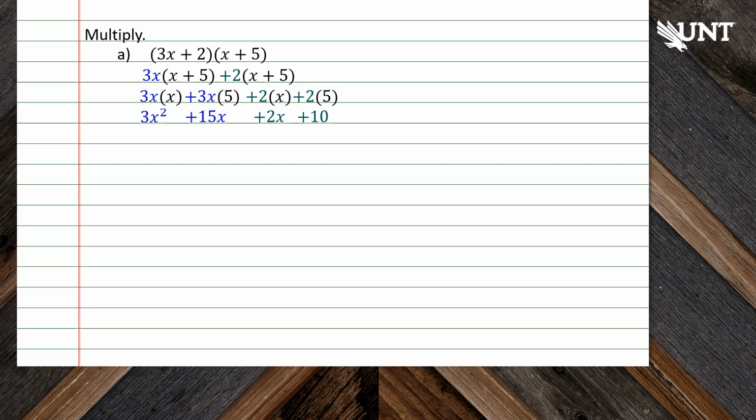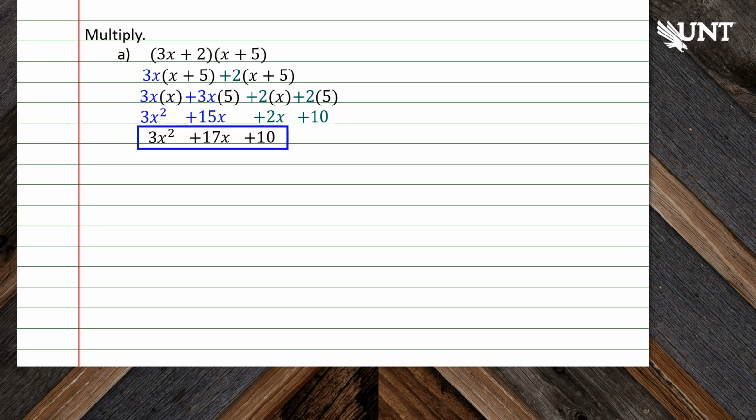From here, we do want to, if possible, combine any like terms. Do we have any like terms? We do. I hope you notice that the middle terms of 15x and 2x can be combined. And so our answer will be 3x squared plus 17x plus 10.